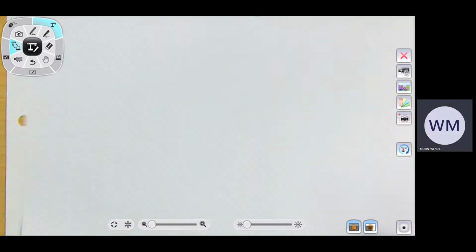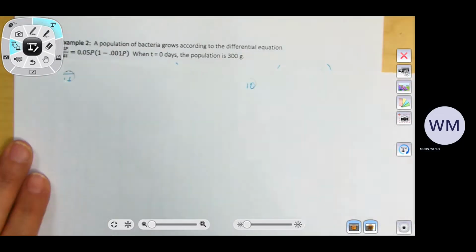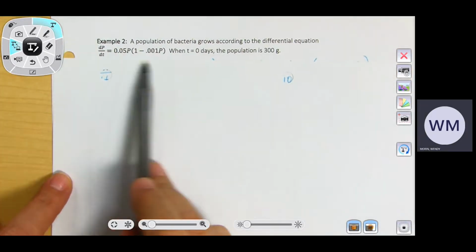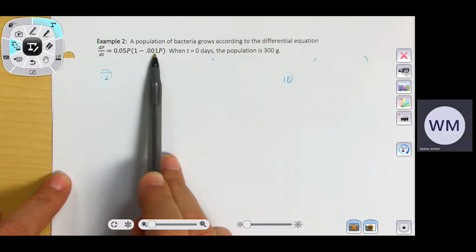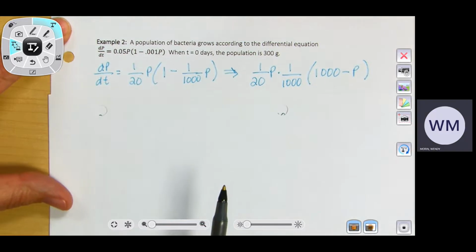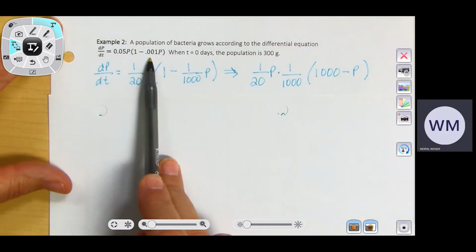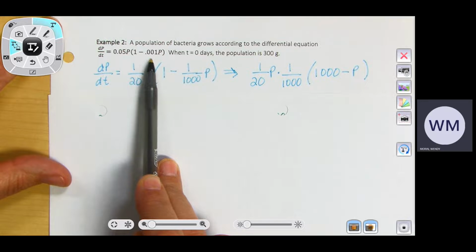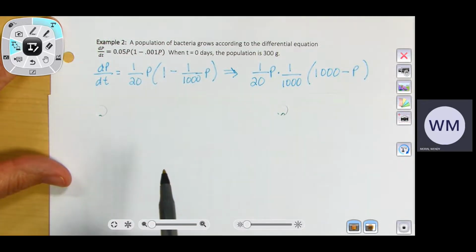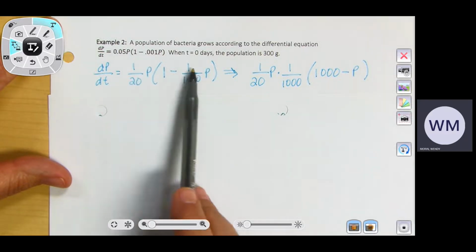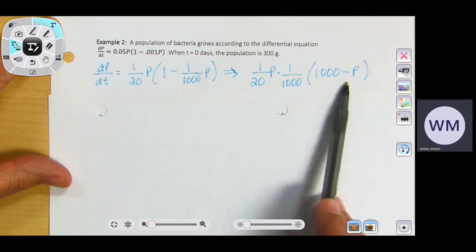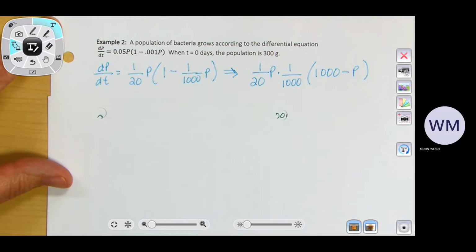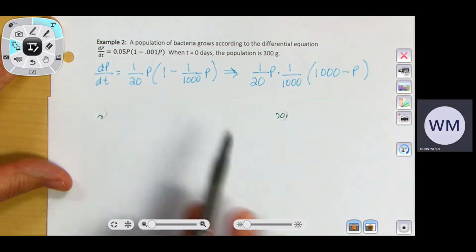All right, so example number 2. We have our equation right here. What is wrong with this? Again, you need to have p by itself. So I'm going to change that to 1 over 1,000. You can keep it as a decimal if you would like. If you need to stop the video, if I'm going too fast, you can stop the video to write these down. But basically, again, I'm going to change it to a fraction because I like fractions better. And I'm going to factor out and get this.